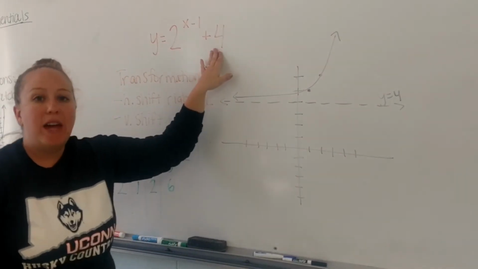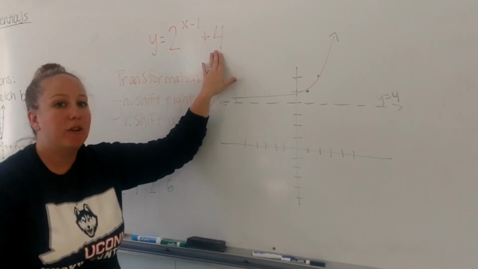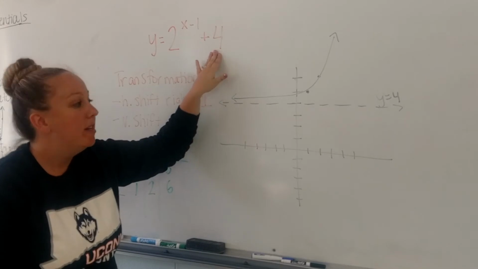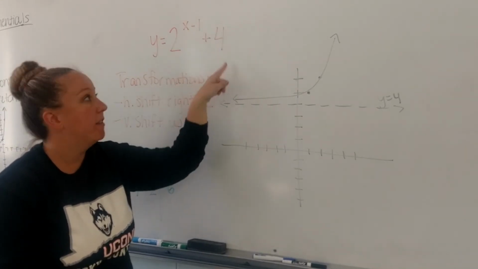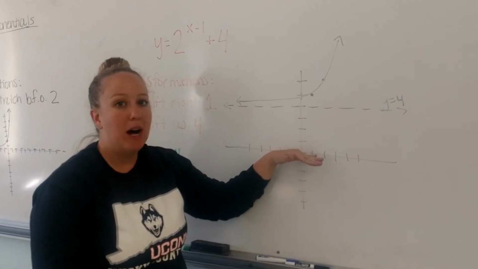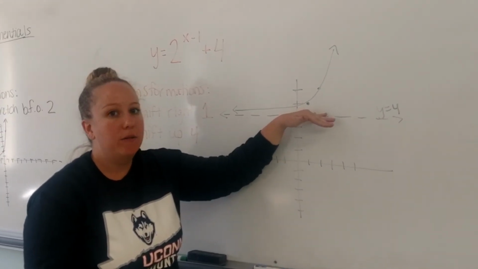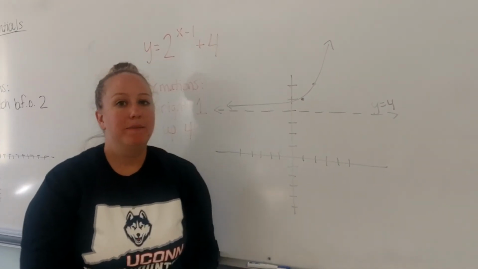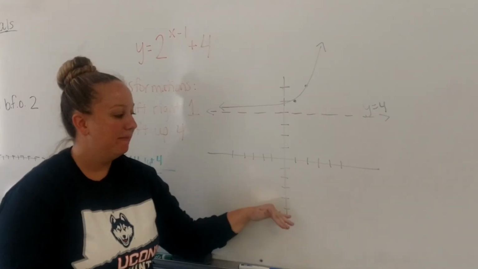Now, this vertical shift is going to affect your horizontal asymptote every time. If it's on the outside of your function, at the end of your function, it is going to move your horizontal asymptote from y equals 0 up to y equals 4, because it's a plus 4. If it was a minus 4, it would move it down to negative 4.